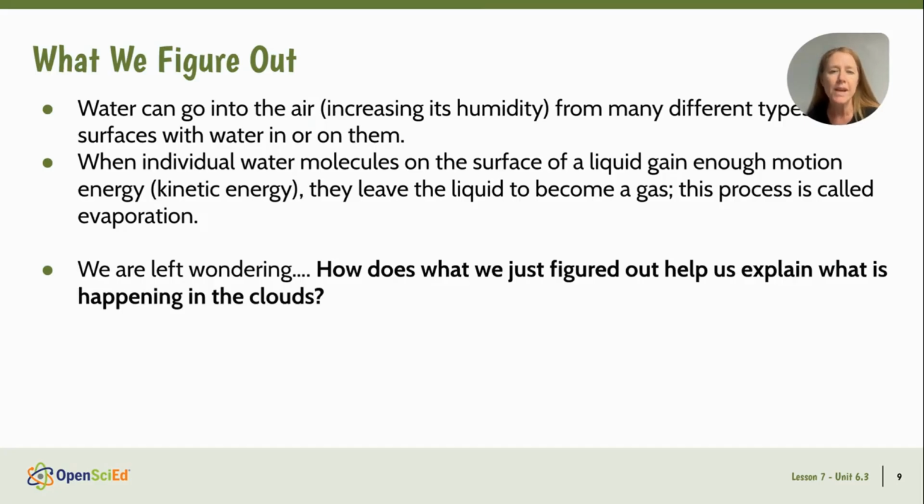So here are those 2 big ideas we figure out again: that water can go into the air from many different types of surfaces, and also how that happens, the process of evaporation. We leave this lesson saying, great, we now know how water is getting into the air. We have evidence to support it. But how does that help us explain what's going on in the clouds? And that will set us up for Lesson 8.